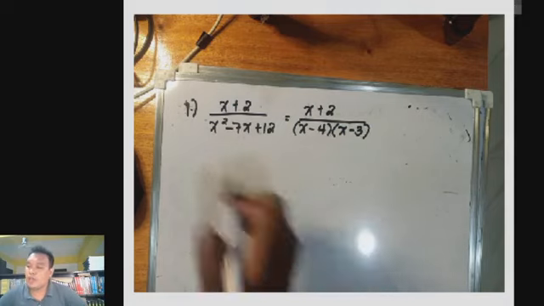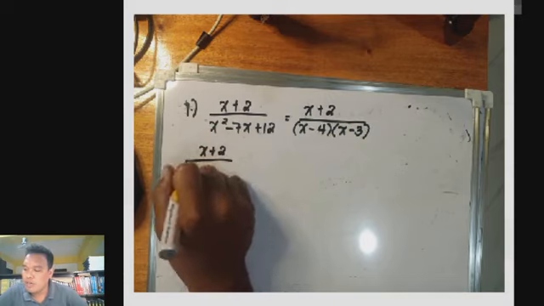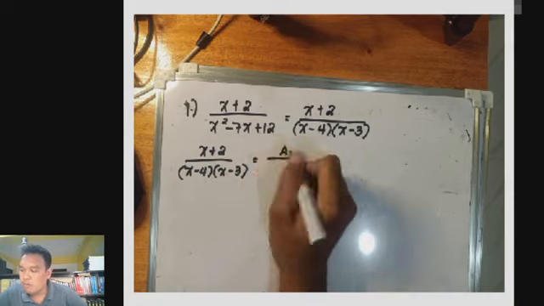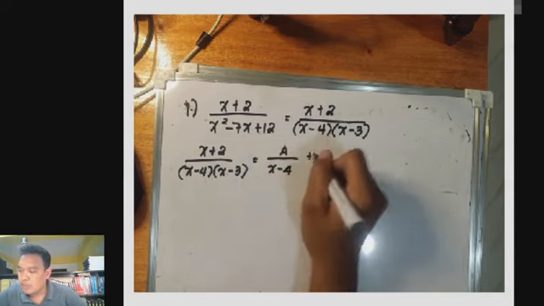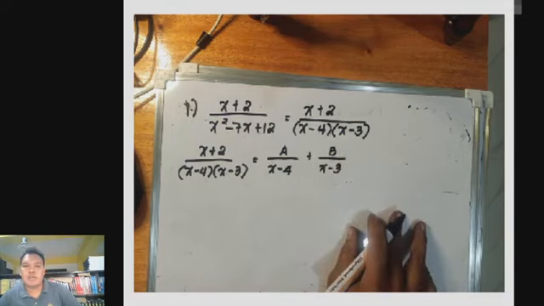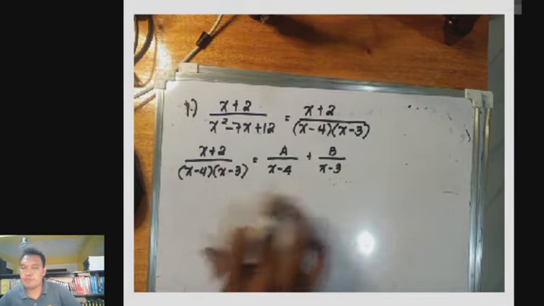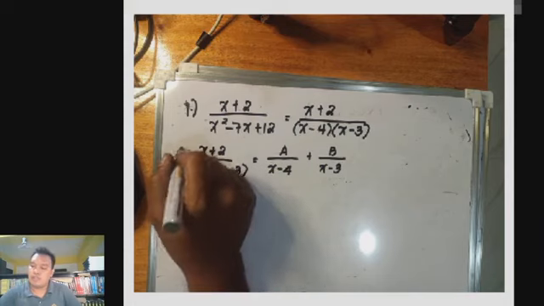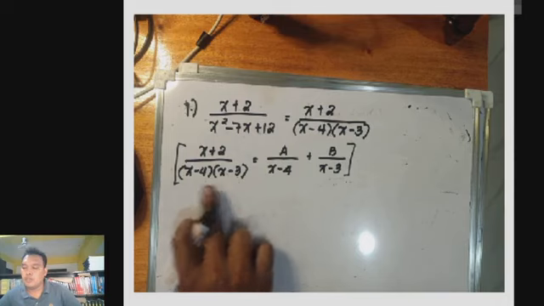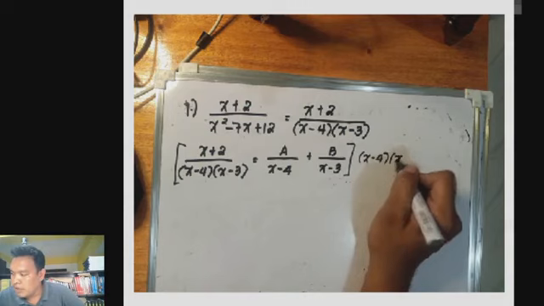Okay? So, lalabas, we have x plus 2 all over x minus 4 multiplied by x minus 3 is equivalent kay A all over x minus 4 plus B all over x minus 3. Okay. So, yung pinapahanap ay yung value ni A and ni B. To get the value of A and B, first, we need to multiply this by the denominator, no? I-multiply lang natin ito ng value ito. So, lalabas yan ay x minus 4 multiplied by x minus 3.